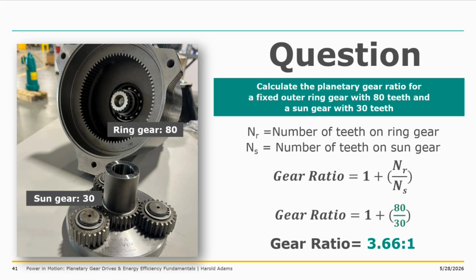Another formula here and a question for the group. So if we have a ring gear at 80 teeth and a fixed teeth setting of 30 for the sun gear, we know through Wilson's equation that we need to calculate the gear ratio equals 1 plus the division of 80 by 30. We'll give a few moments for the group. Calculate that, and if you would, go ahead and put your answers in the chat.